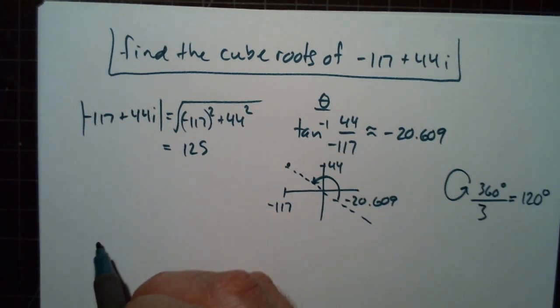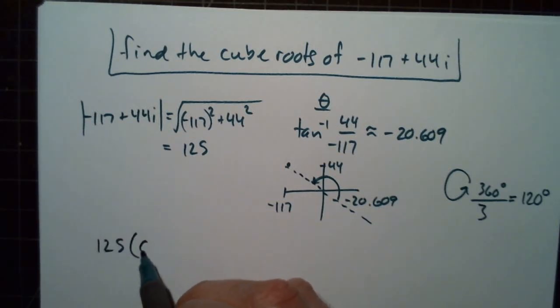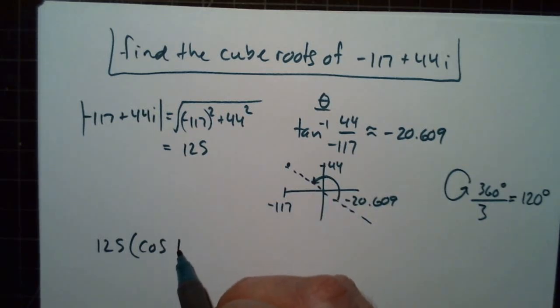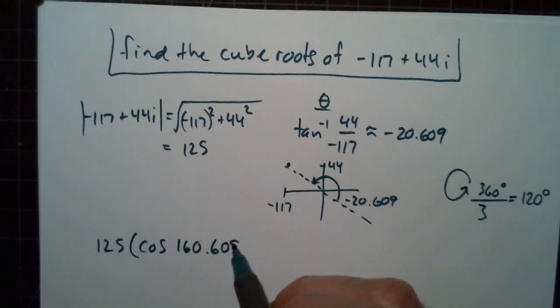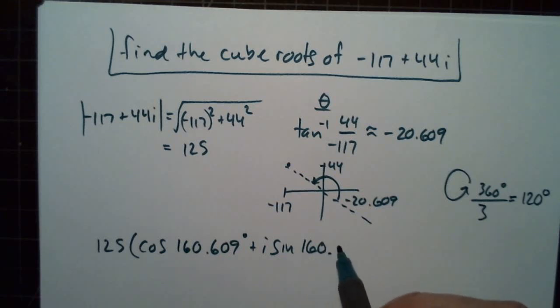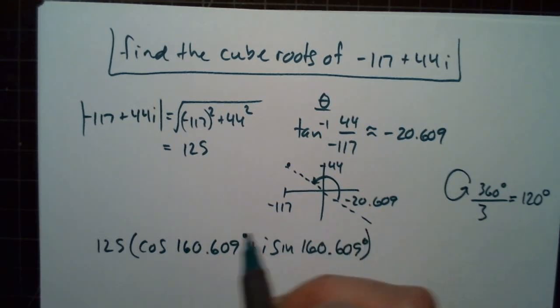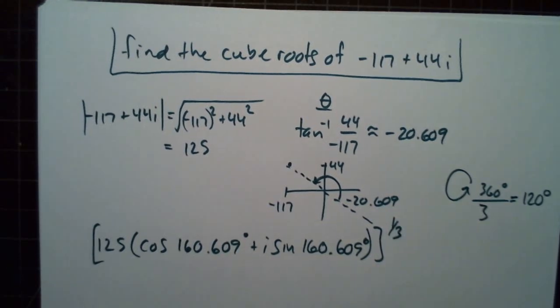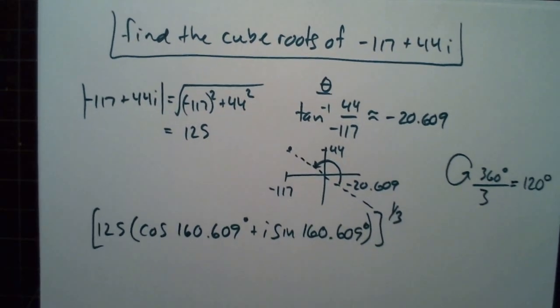Alright, so we have 125 cosine. Our first angle will be 160.609 degrees plus i sine. This is all to the 1/3 power. That's the third root. Then we'll put that as the power of 125, and we'll multiply each of these by 1/3.